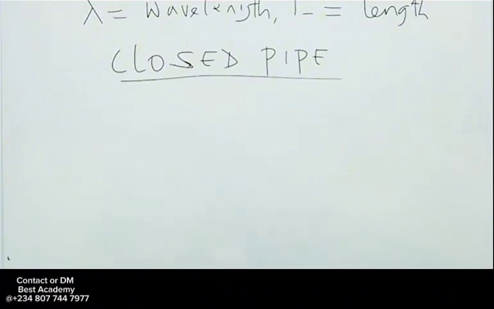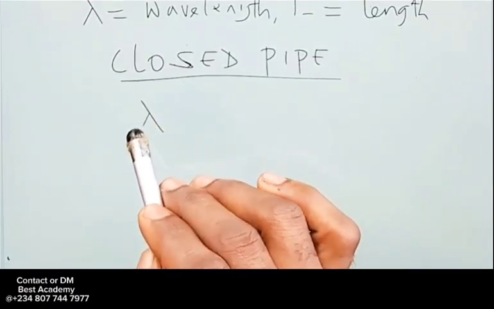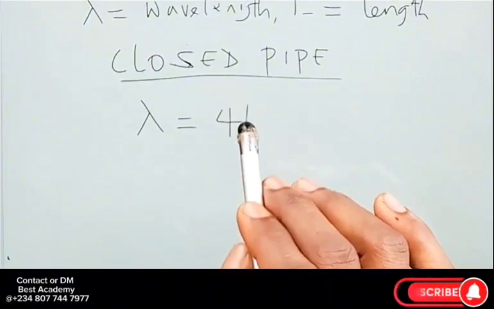The open part forms an antinode, while the closed part forms a node. Please take note. Okay, so now let's look into the wave parameter that relates closed pipe with the length, that is lambda is equal to 4L. Please take note of this.